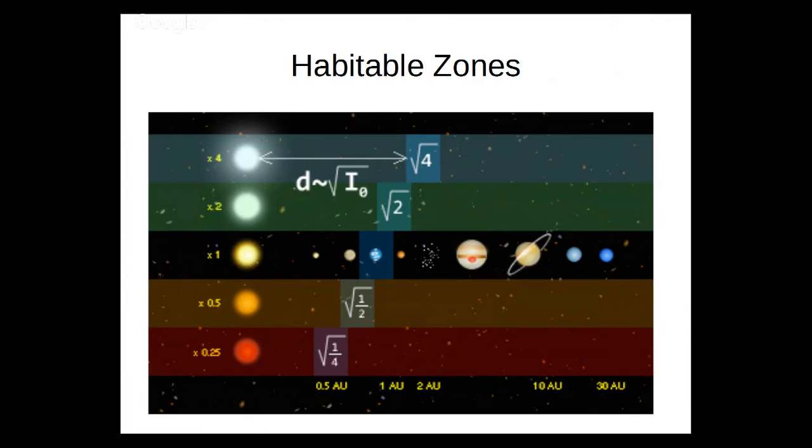And we're going to see this especially when we talk about Proxima Centauri b. It's very, very close to its host star, but that's because it's very dim.